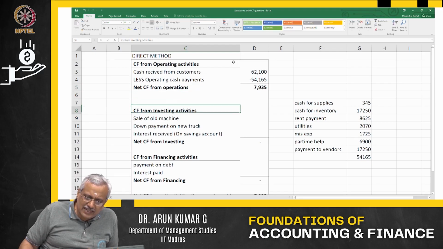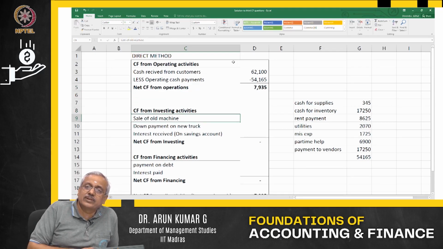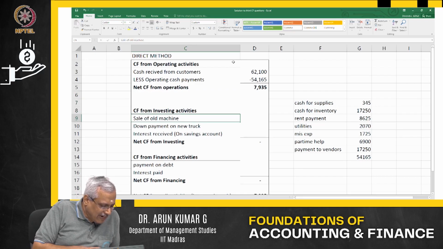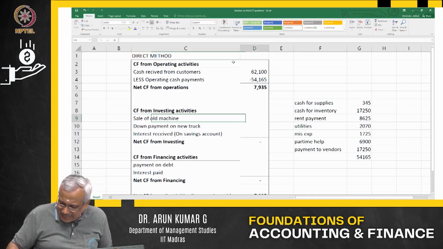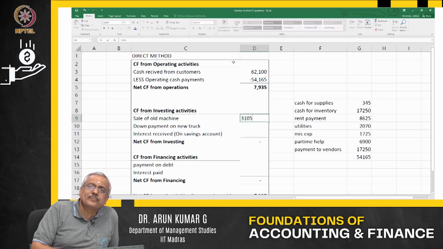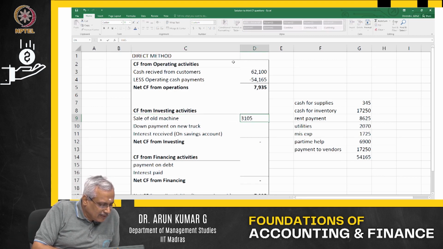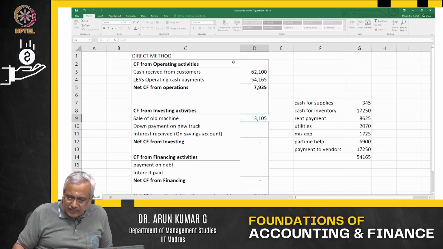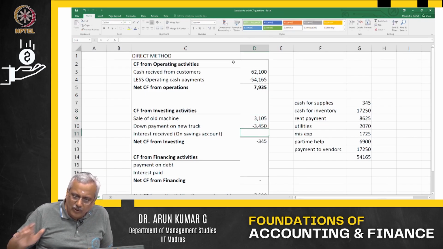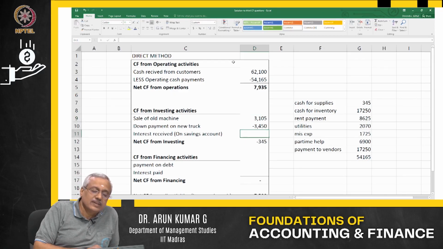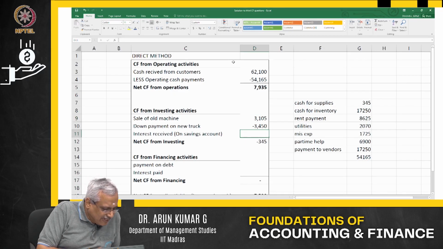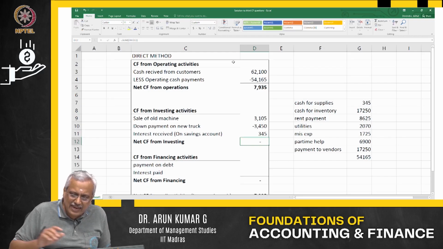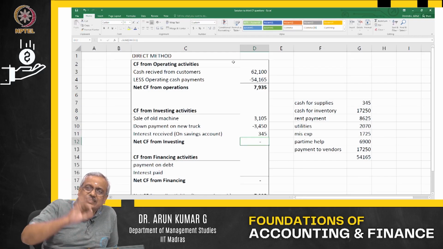Now let us look at the investing activities. When I go to my investing activity, I see that there is a sale of an old machine, 3105. That means cash has come in. Then in payments I see the down payment for a new truck, 3440. That is cash gone out. Then interest on savings account is received, which is again a cash inflow for me. What is the net cash flow for investing activity?